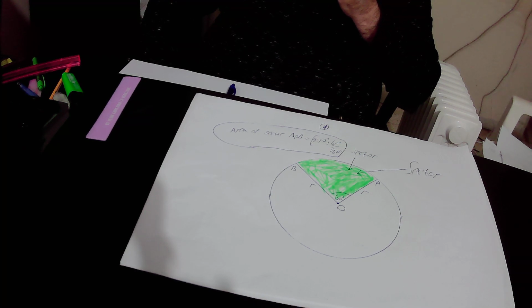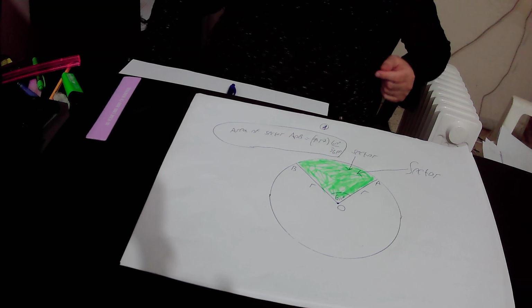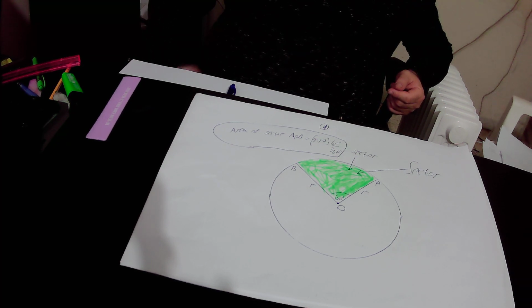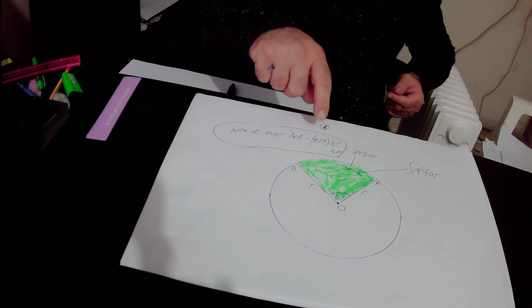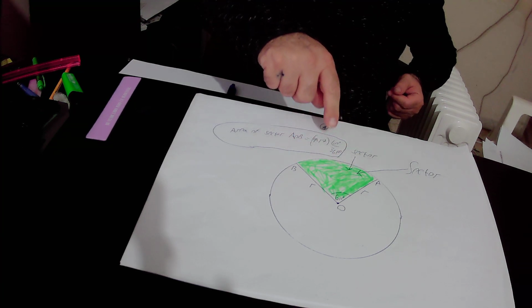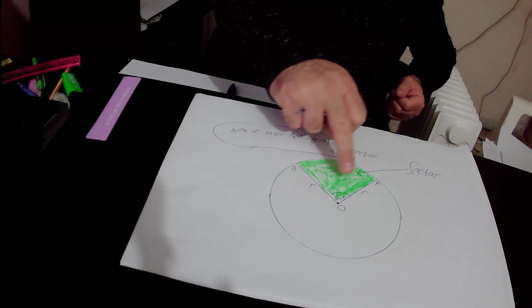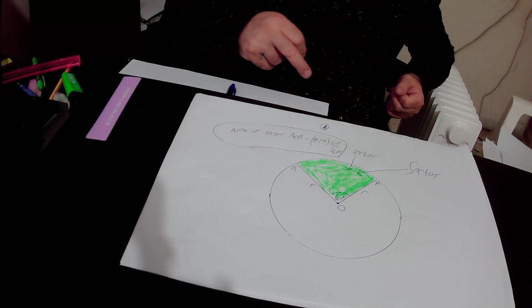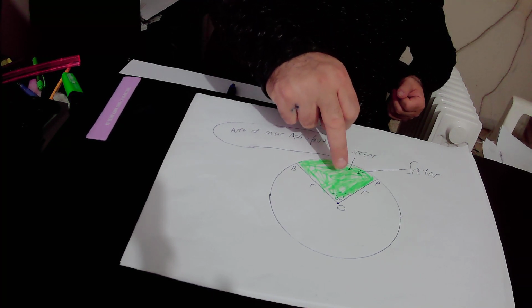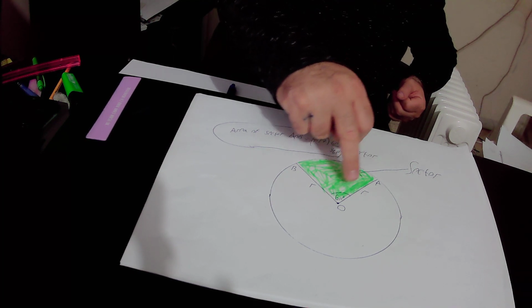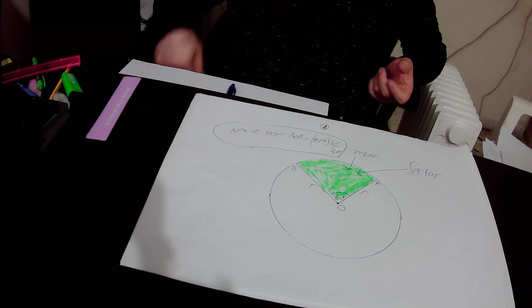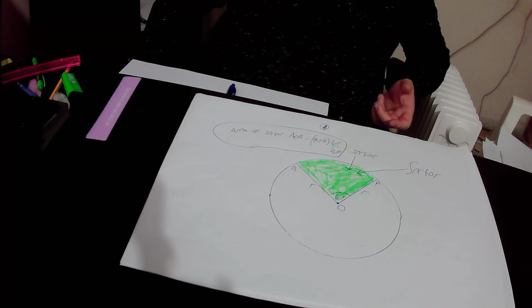and the area of this sector equals pi r squared times 60 degrees over 360 degrees, when r is the radius of this circle and 60 degrees is the angle that is between those two radiuses. So the angle can be any other angle.